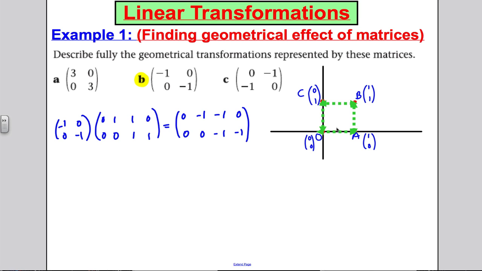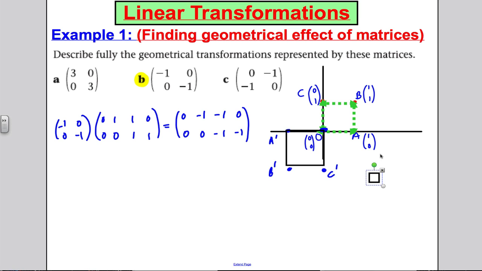Where is this image? Well, 0, 0 stays where it is. This one here goes to -1, 0, so it goes over here. So I'm going to call that A dashed. This one here is -1, -1. I'm going to call that B dashed. And this one here is 0, -1. I'm going to call that C dashed. This clearly, if I draw this in here, this is a square as well.